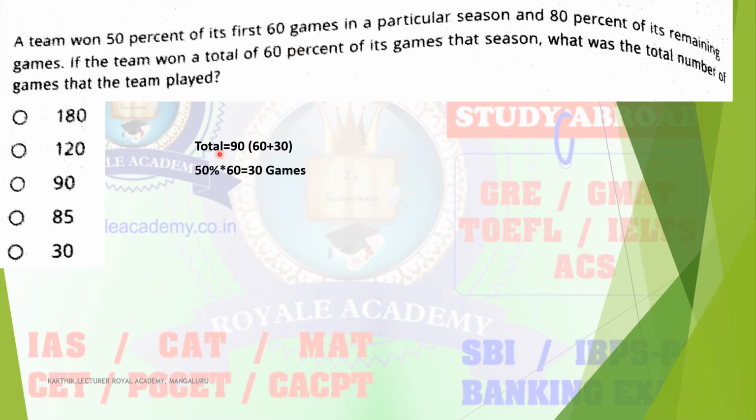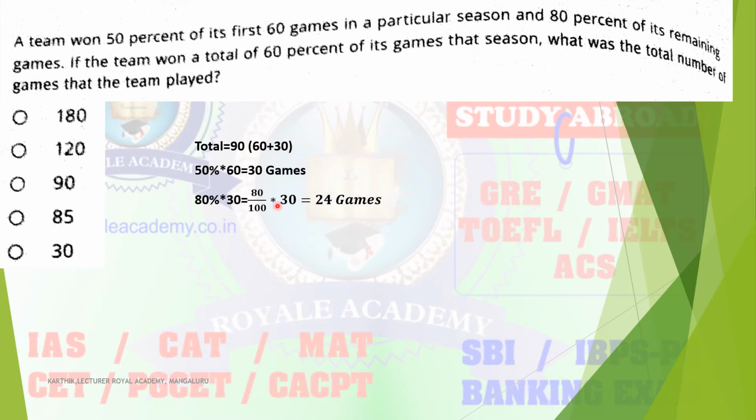Okay, so next, 50% of 60 games is nothing but how much? 30 games. So 50% of its first 60 games is nothing but 30 games he won in the first series. In the first series he won how much? 50% of 60 is nothing but 30 games. Second season, 80% of its remaining games we don't know, but as per the option we chose, 90 is nothing but 60 is already over, remaining is how much? 30.